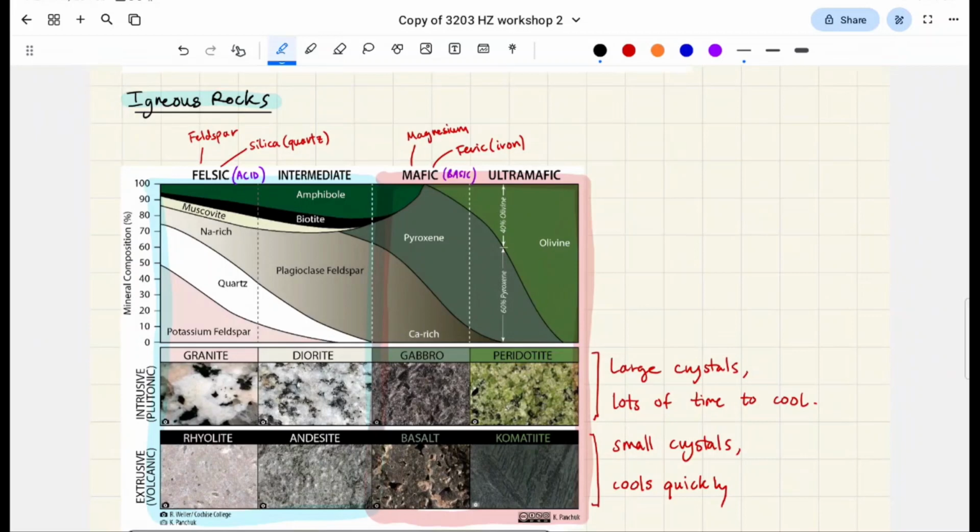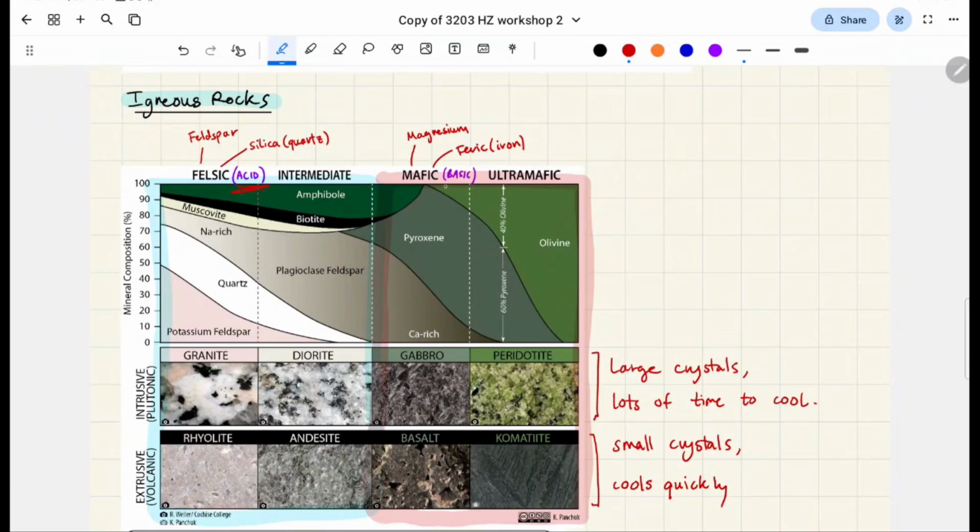So that's where your naming comes from. When you're using the words felsic and mafic, it generally refers to igneous rocks. They're just classifications of igneous rocks. Okay, and then here's some examples. This is a really good diagram. There's quite a bit to talk about.